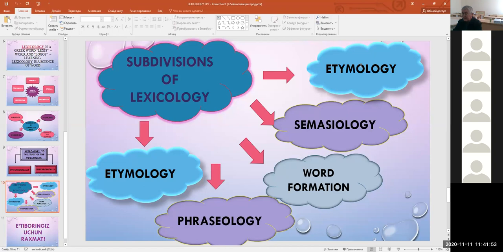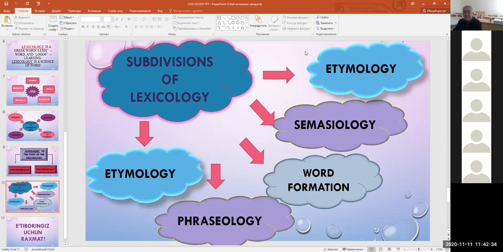Semasiology deals with the meaning of the words. Word formation studies all possible ways of the formation of new words in English. Etymology studies the origin of the words, that is, where each word comes from. Phraseology studies set expressions and phraseological units. And lexicography studies compiling dictionaries.